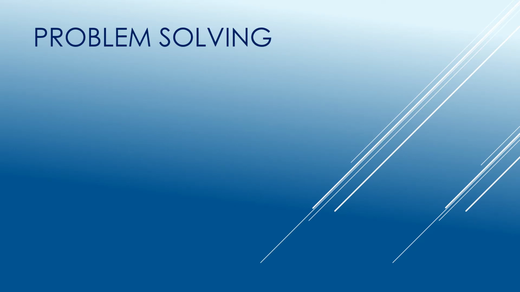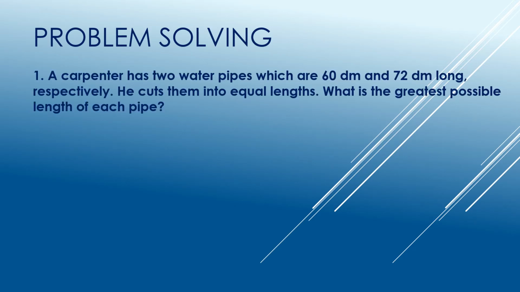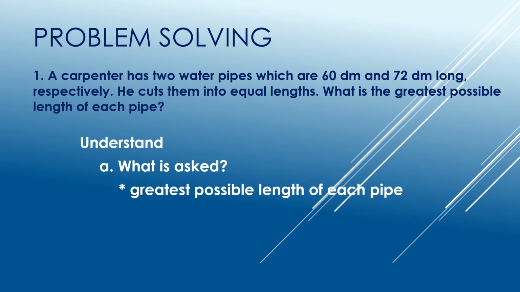Let's apply it in a problem solving. Number 1, a carpenter has two water pipes which are 60 decimeter and 72 decimeter long, respectively. He cuts them into equal lengths. What is the greatest possible length of each pipe? So, ang keyword natin dun is greatest. Let's understand the problem. What is asked? The greatest possible length of each pipe.